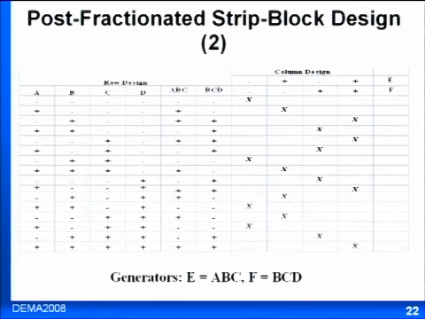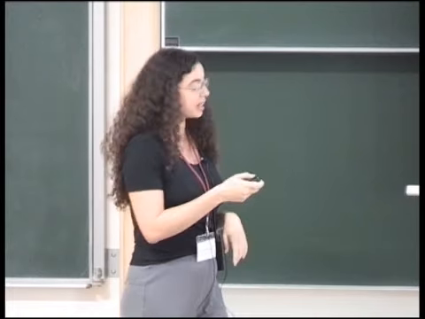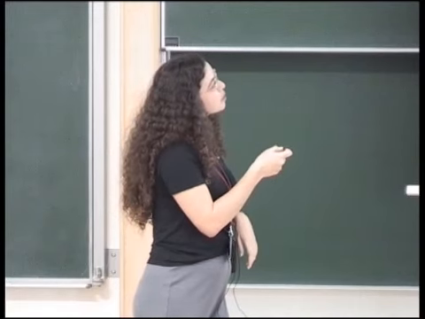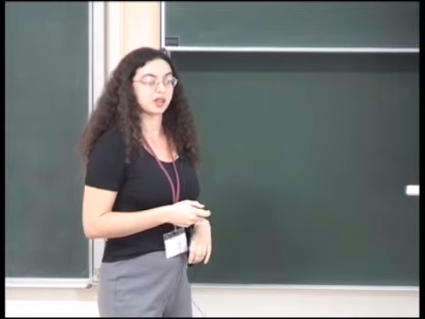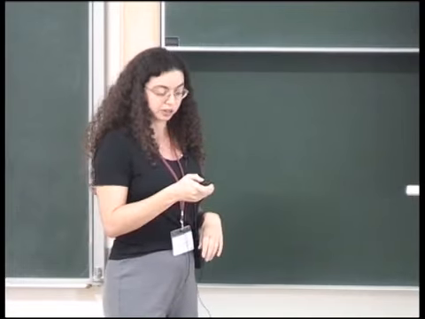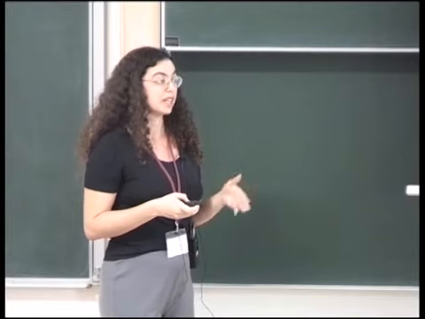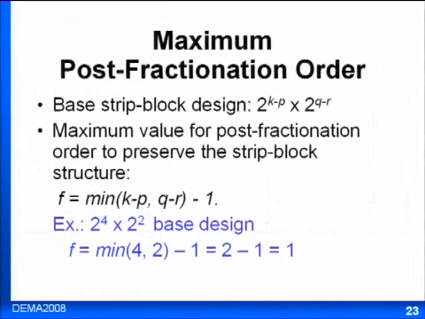So in this case, we don't keep the strip plot structure. We reduce to a split plot, because if you see in each row, we only have 1 run. So it's no longer a strip block design, it's a split plot. So the higher the order of the fractionation, we can reduce to a split plot design.